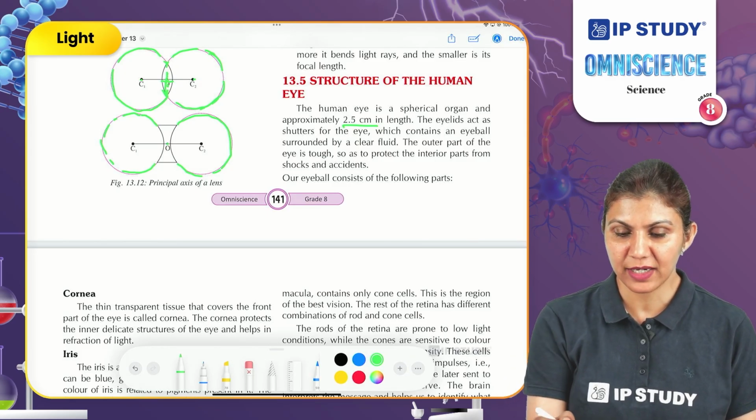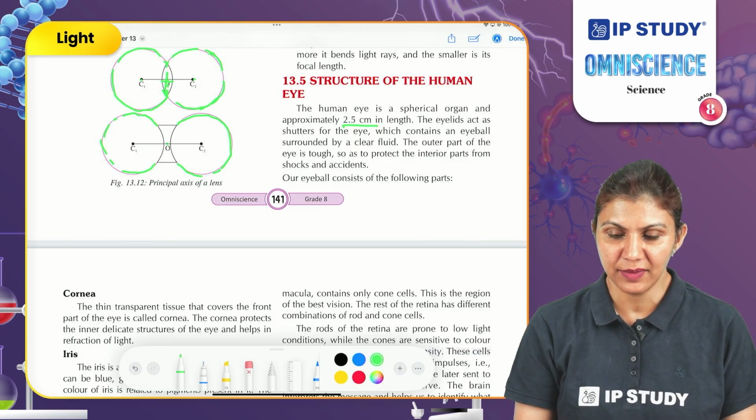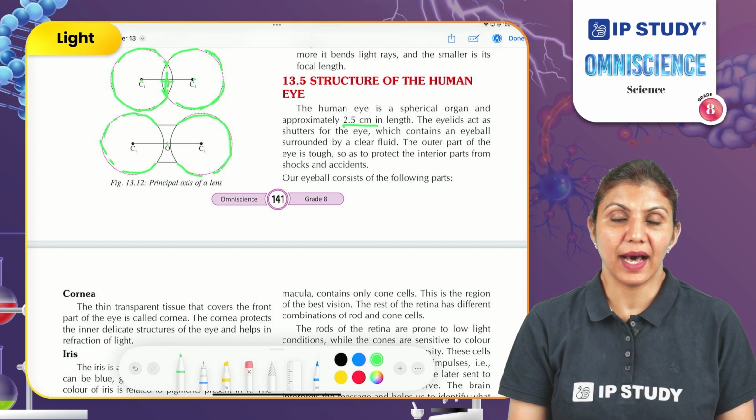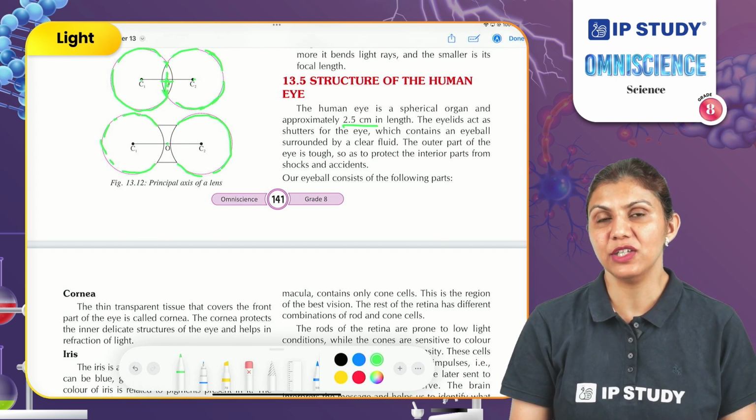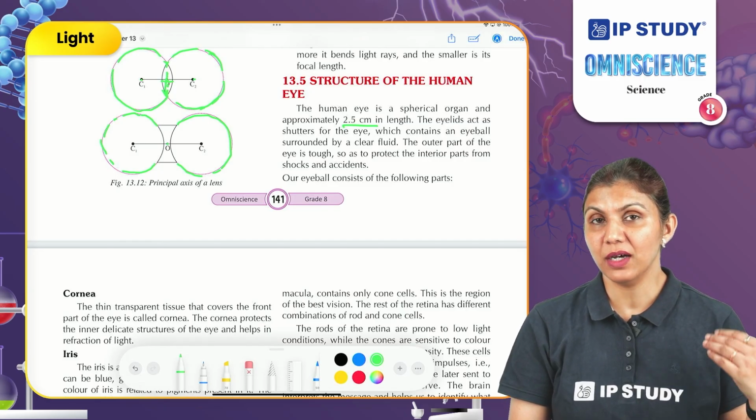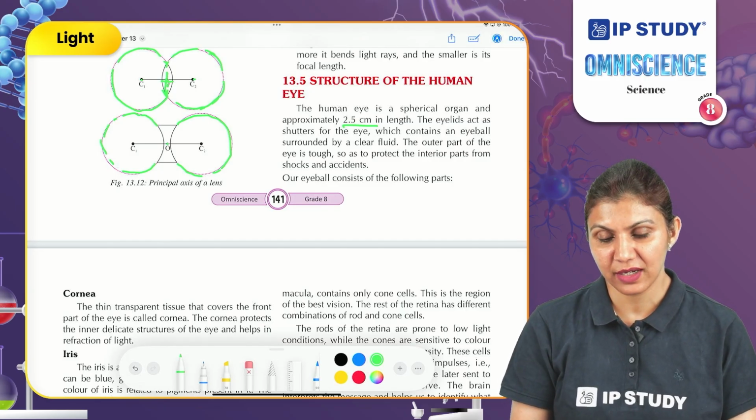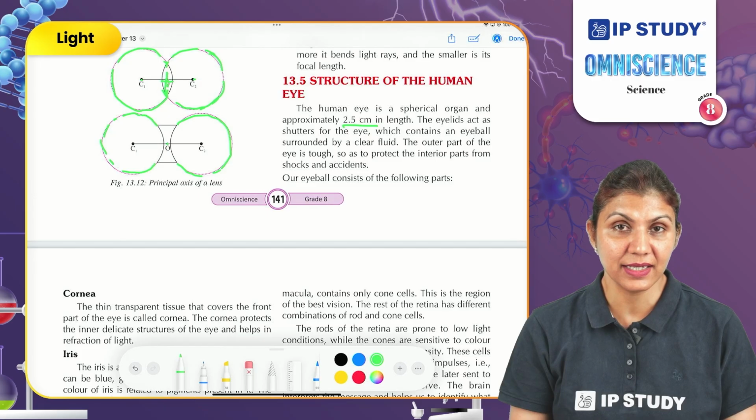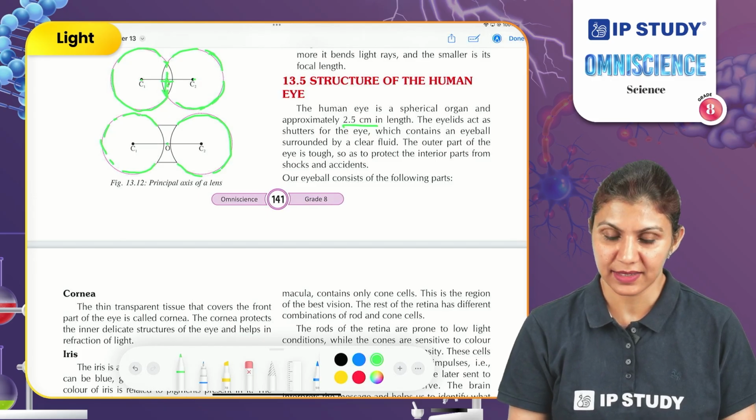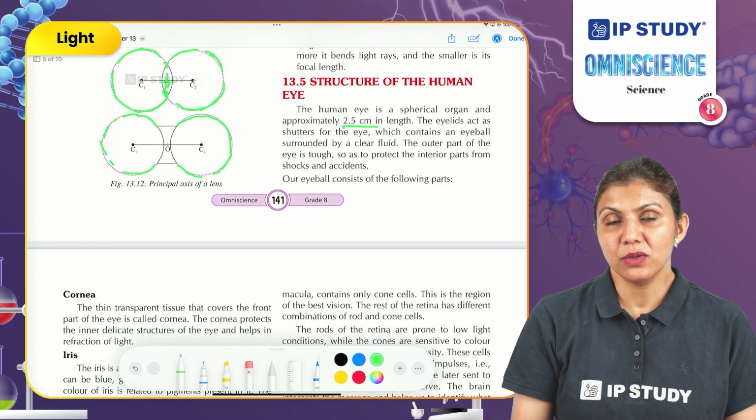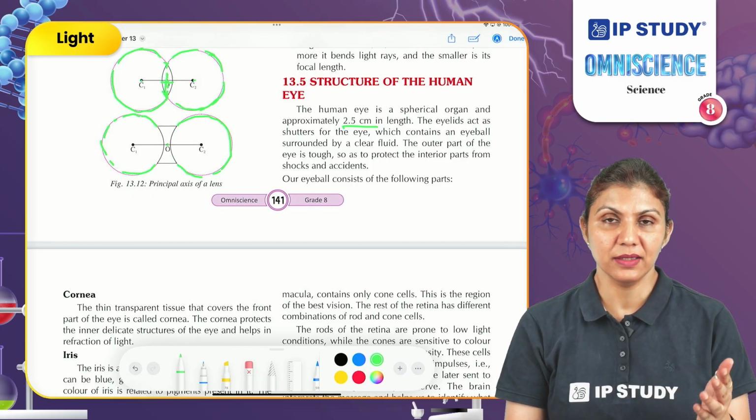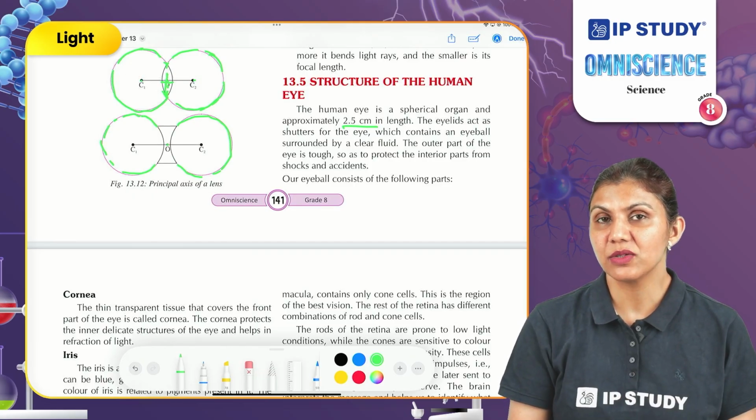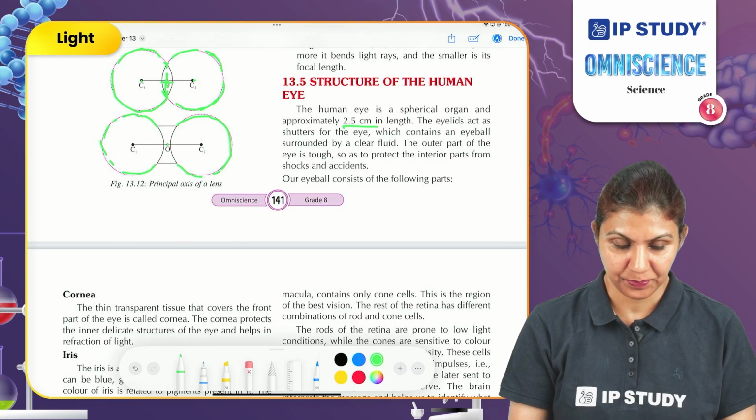It is approximately 2.5 centimeters in length, and there are eyelids which protect the eyeball from any injury and from any obstacle which can cause accidents or shocks to the eyes. It also releases a fluid called tears to coat your eyes so that they remain moist.